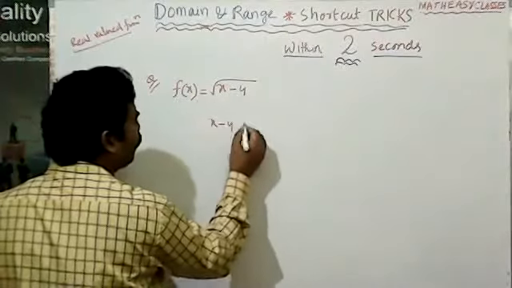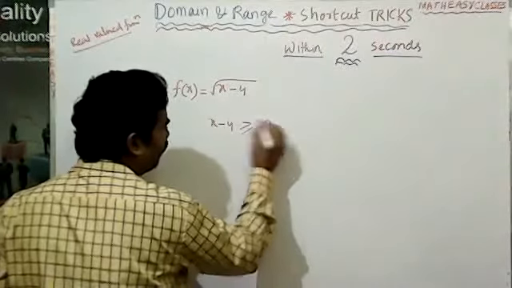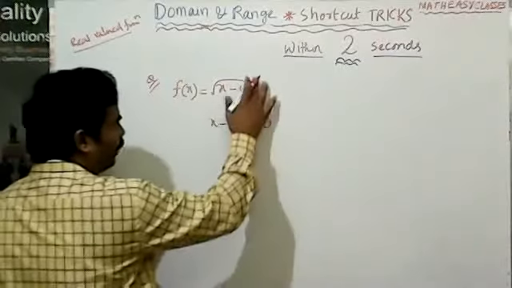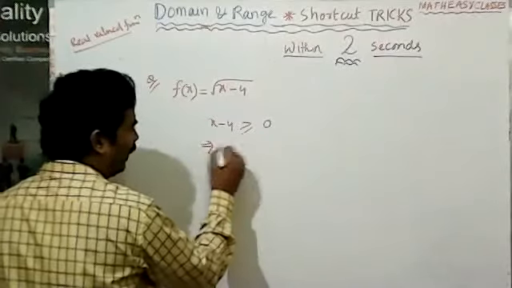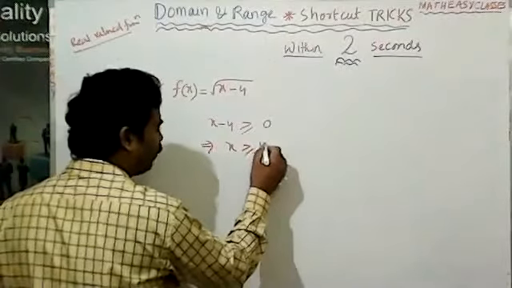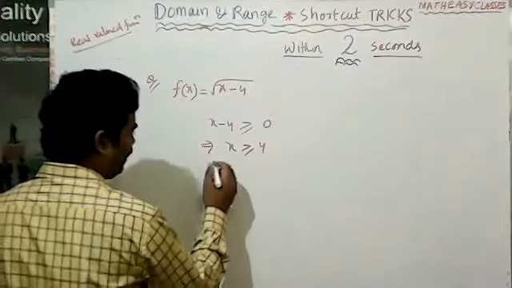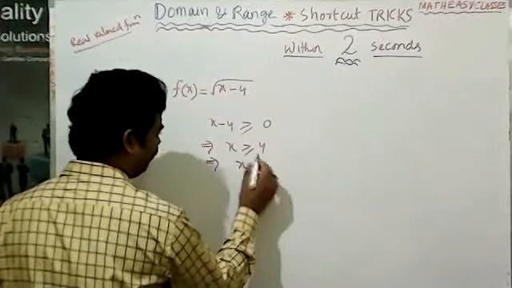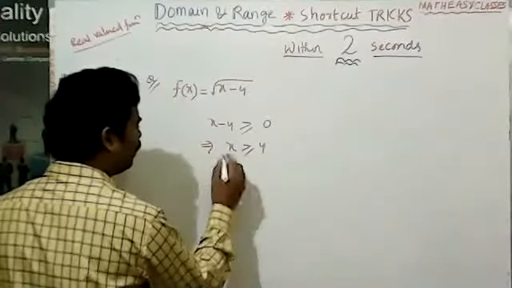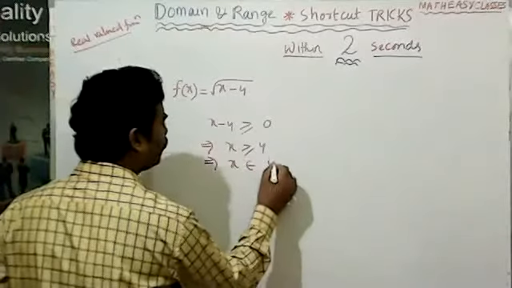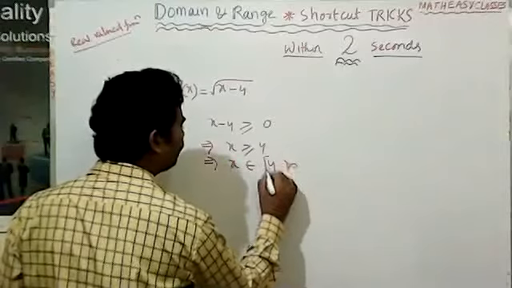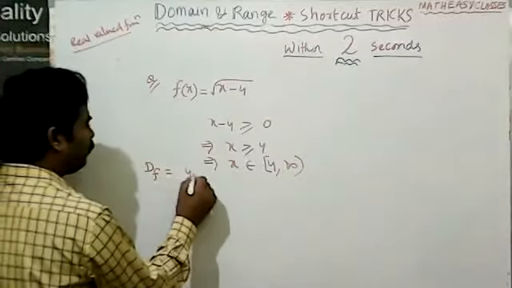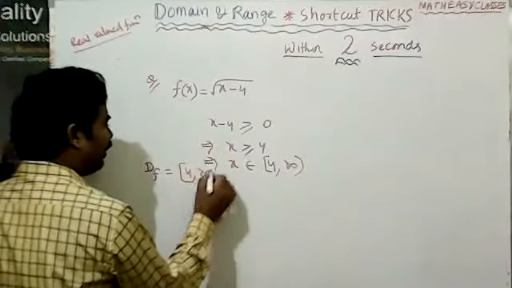Here x minus 4 is always greater than or equal to 0 because it cannot be negative. This is a real valued function. So if that value comes, x is greater than or equal to 4. That means the domain of the function, x greater than or equal to 4, means x belongs to [4, infinity). This is the domain. Domain of the function is [4, infinity).